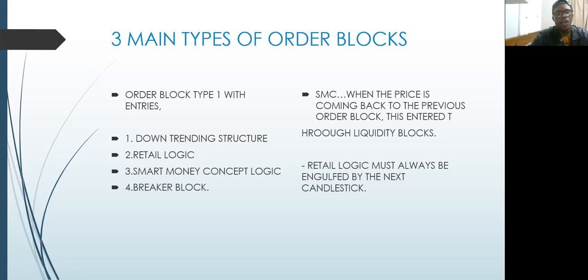So the retail logic is almost similar to the downtrending structure, but mainly we specialize on buying in this case. And also the smart money concept logic is completely different from the other ones. The smart money is when the price is coming back from the previous order block. So this is entered through liquidity of the blocks. I hope that does make sense.